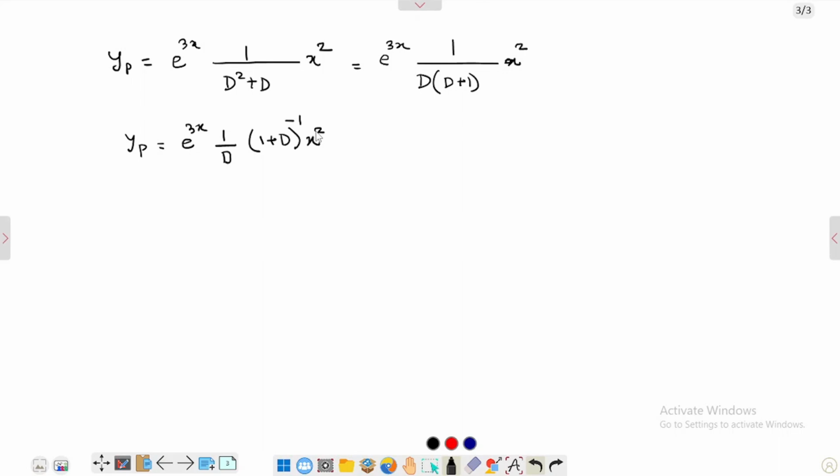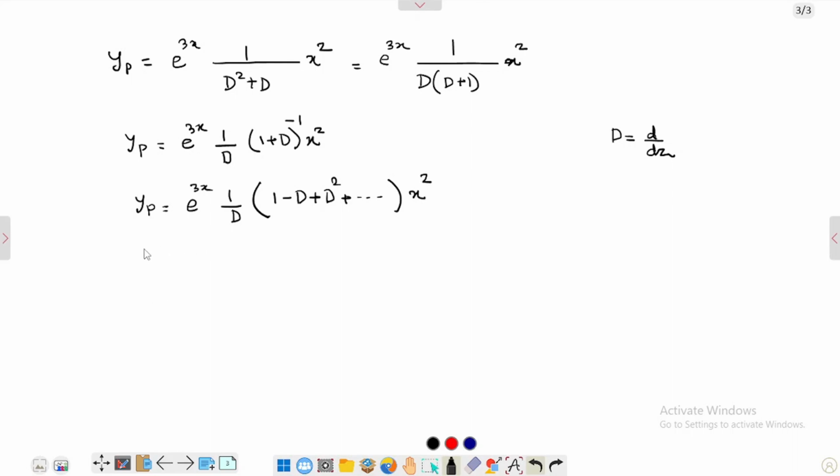Now 1 plus d to the power minus 1, this value can be expanded in series. And remember one thing, depending upon this x square, you will write down the terms here. Remember, what is my d? D equals d by dx. So if there is d, if I do a derivative, I will get 2x. If d square, I will get only 2. After that, all the values will be 0. So what I will write down here is yp equal to e to the power 3x into 1 by d. Very good. And after that, I will say 1 minus d plus d square minus dot dot dot, and the end product is my x square.